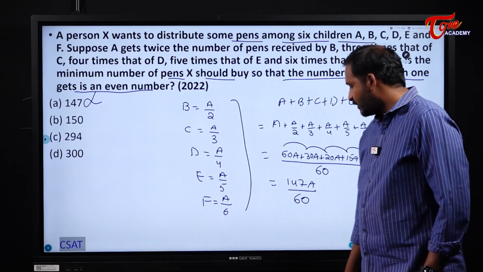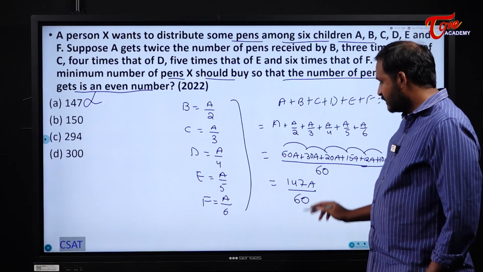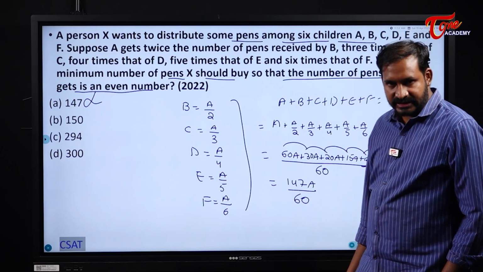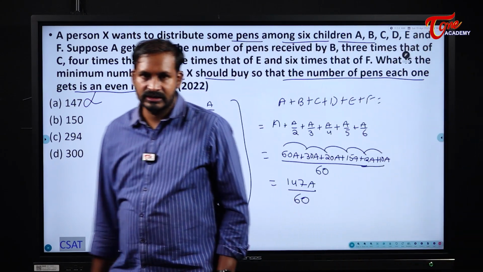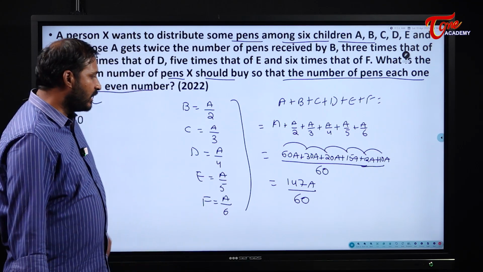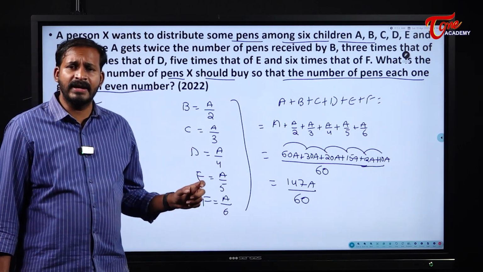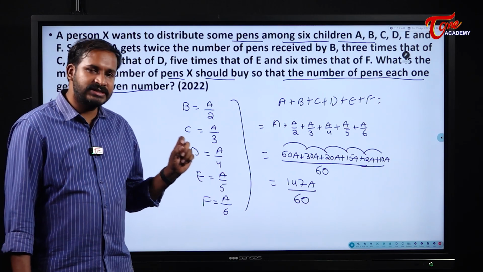147A by 60. Now, please observe here one thing, students. If you go and purchase the books, now our number will be always in a particular number, right?